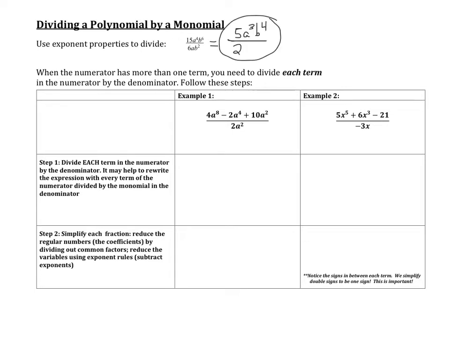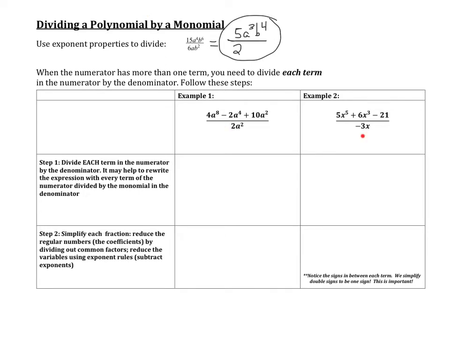All right, so you should have gotten 5a to the third b to the fourth over 2, because you reduce the fraction 15/6, and then that becomes 5 over 2, and then you cancel out the a at the bottom, and you cancel out two b's at the bottom, and you're left with a to the third, b to the fourth. Now, you have to understand how to divide a monomial by a monomial in order to divide a polynomial by a monomial. So remember, polynomial just means many terms, right?